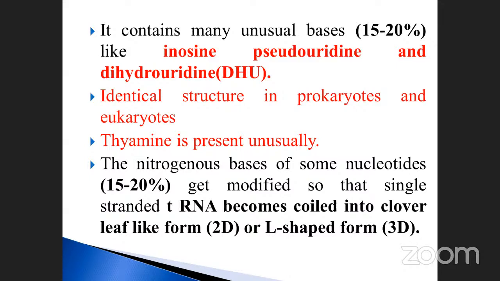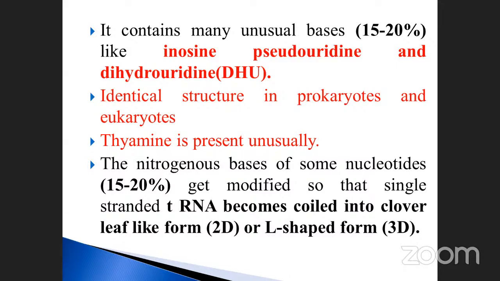They may exist in another form. Which one? An L-shaped form is also there. tRNA also exists in L form, that is the 3D form. Sometimes they may ask the question: the 3D form of tRNA is also called L form, M form, or cloverleaf form. This is very, very important, my dear students. 3D structure is L-shaped. 2D structure is the cloverleaf model.